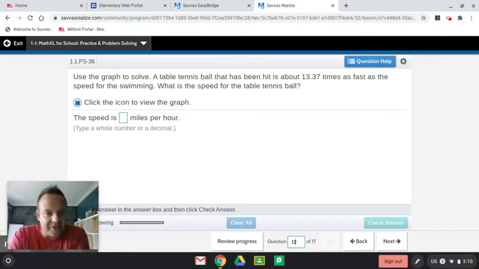Use the graph to solve. A table tennis ball that has been hit is about 13 and 37/100 times as fast as the speed for swimming.